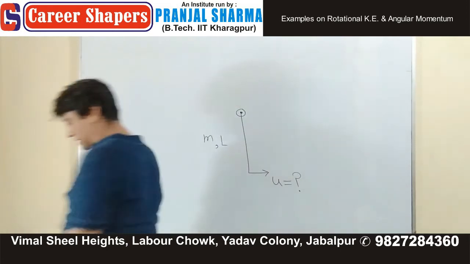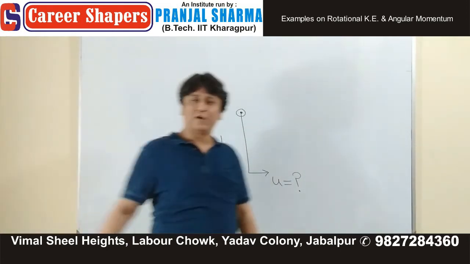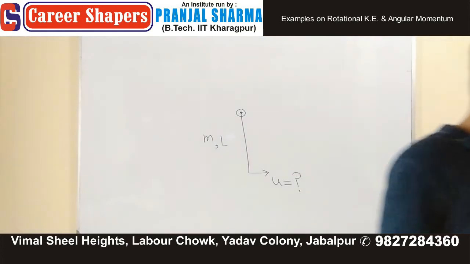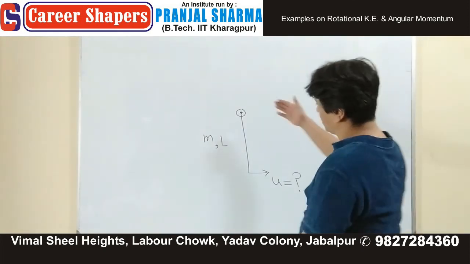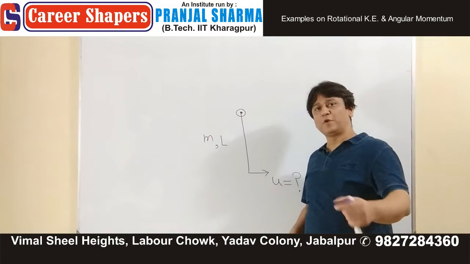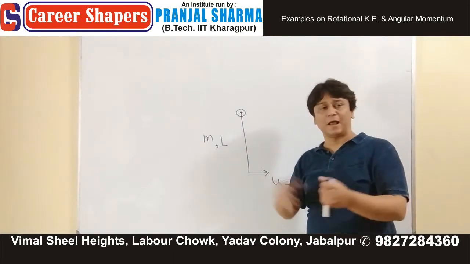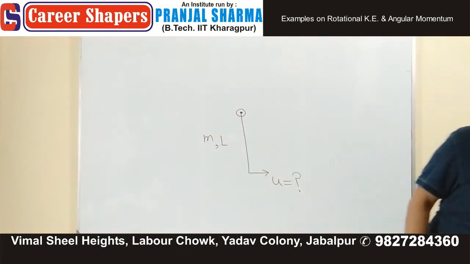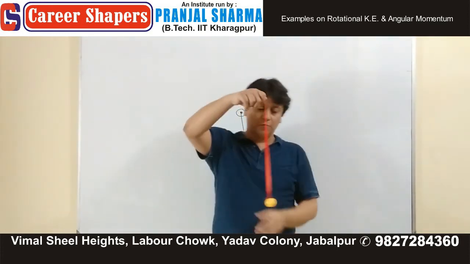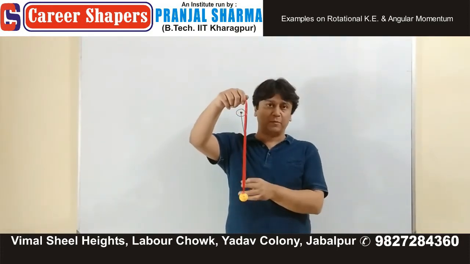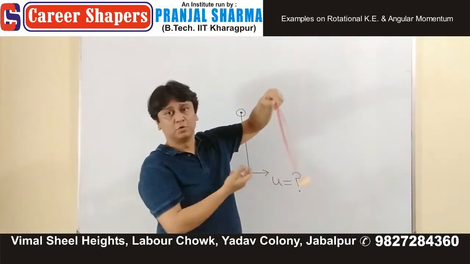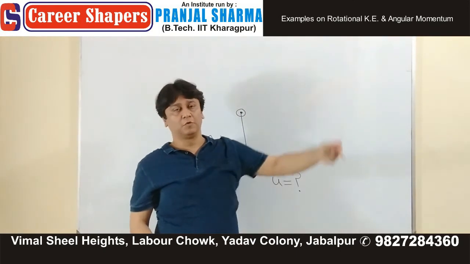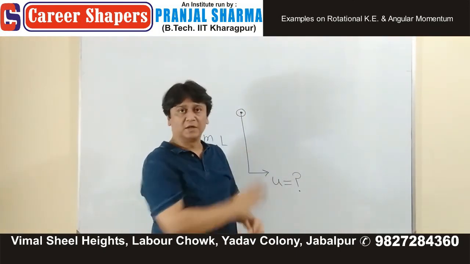Well, that's not the correct answer. The answer which you have produced, root 5gL, is the answer when you have a rope. It's not a rope, it's a rod. What is the difference between a rope and a rod? A rope can collapse. For circular motion in a vertical plane, I hope you remember the minimum u to complete full rotation was root 5gr. But that's not the answer here.